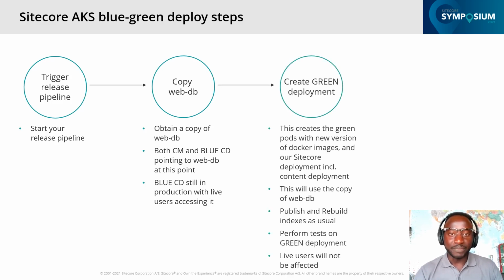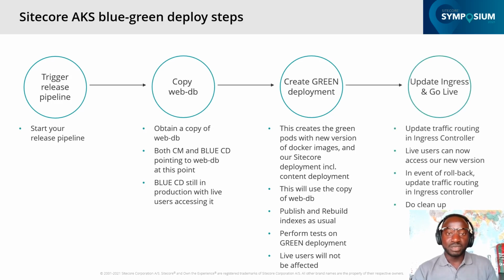Then we apply our green deployment desired state onto our cluster. This will create all the green pods with the new version of Docker images and our Sitecore deployment, including content deployment. This will make use of the copy of the WebDB we created earlier. We do our usual publish, rebuilding of the Sitecore index, and verify the deployment is all right.